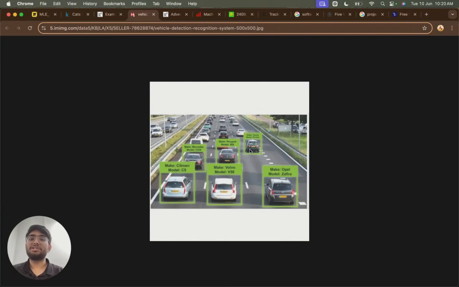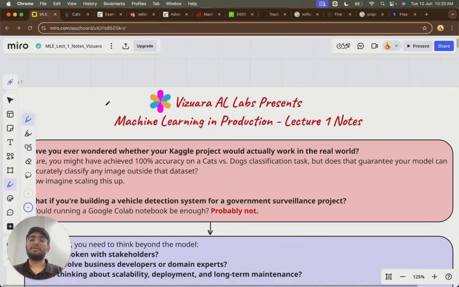But again, the question that might come to me is, what do I want to do in this project, and what are the requirements of the client? So running a Kaggle notebook or Google Colab notebook won't be enough. I need to think beyond the model. I need to speak with stakeholders. I need to involve business developers or domain experts. I need to think about scalability, deployment, and long-term maintenance.